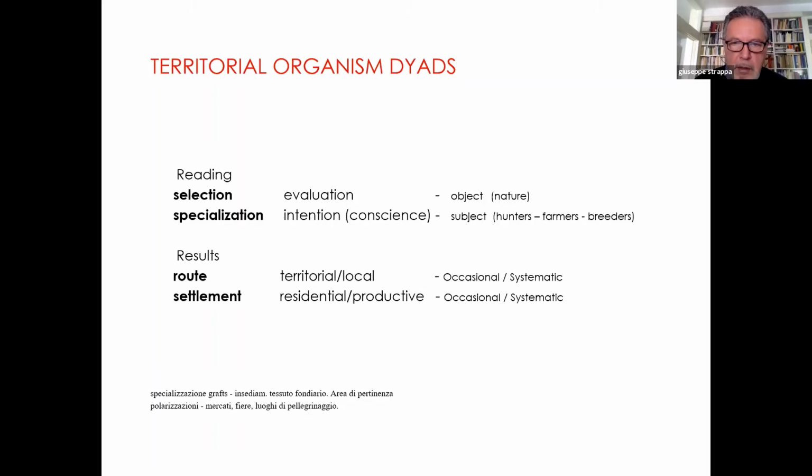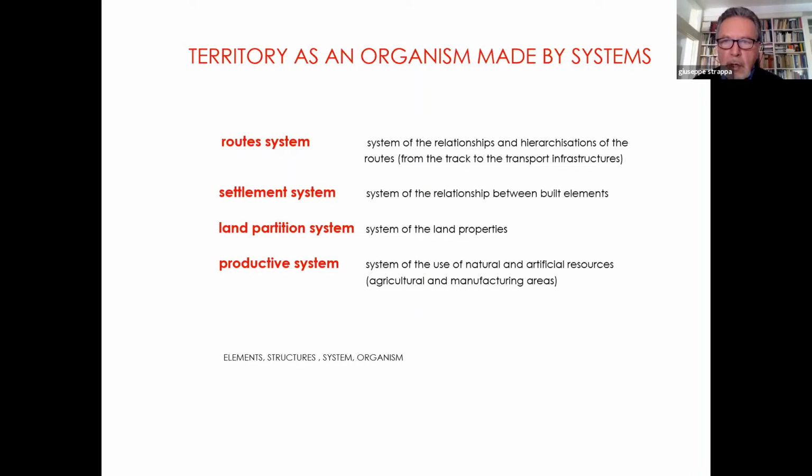So we can intend the territory as an organism made by systems: the system of roads, which has a relationship and a hierarchization between themselves, starting from the original track and arriving to the motorway, the contemporary transport infrastructure. Then we have a settlement system, based on the relationship between built elements; a land partition system, which is very important, the most constant and continuous in time, the system of land properties; and the productive system, in which the natural or artificial resources are exploited.